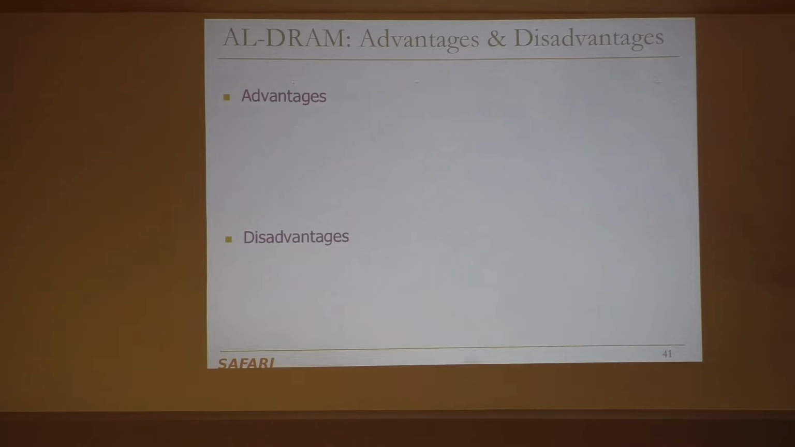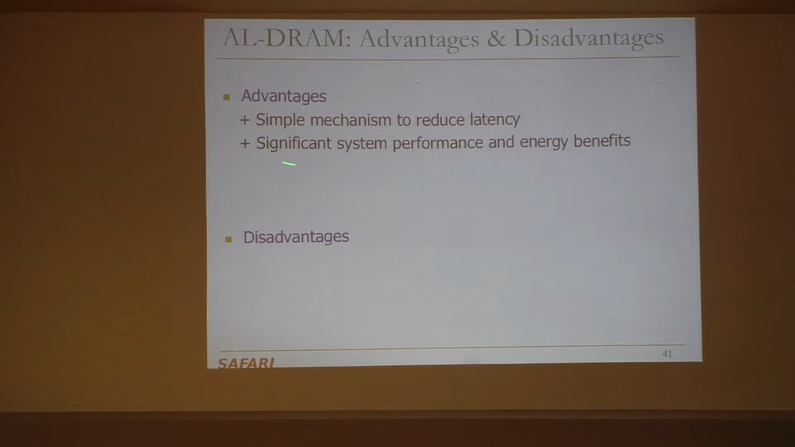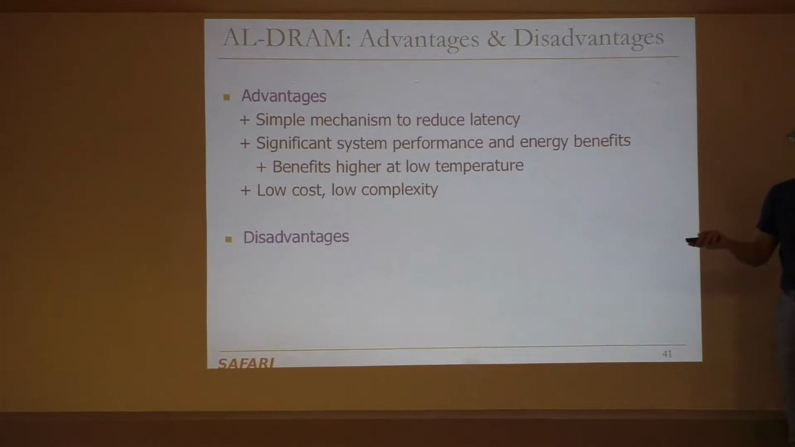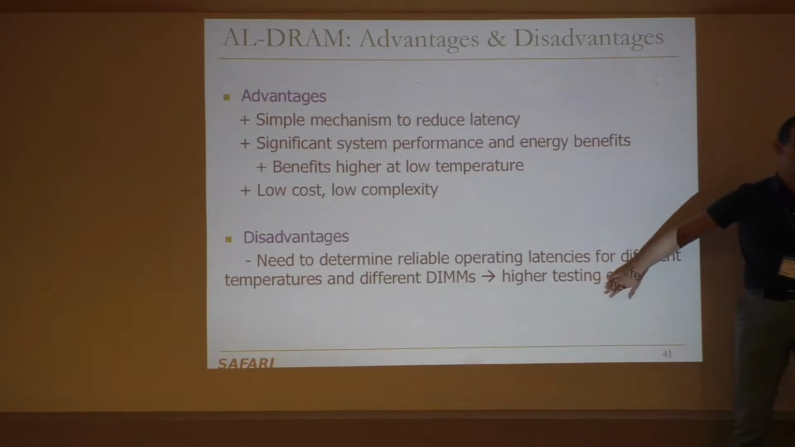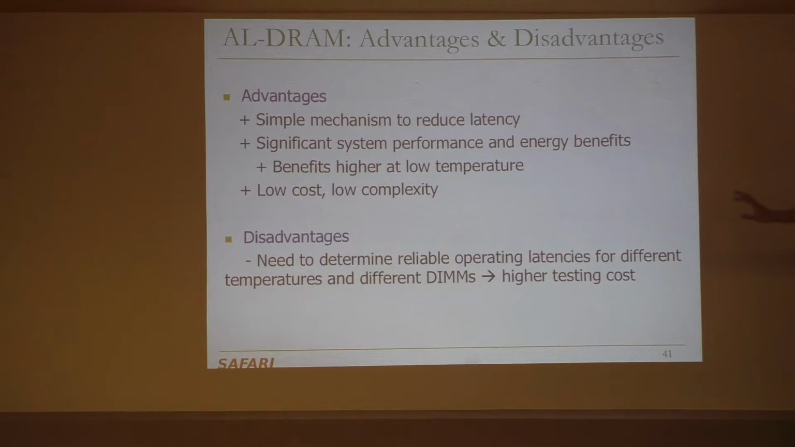Okay, so let me quickly give you advantages and disadvantages. This part 4 is actually structured like a lecture where you go through advantages and disadvantages of everything and build up to better stuff, but I don't think we're going to cover a lot of things. So this is a very simple mechanism to reduce latency. It provides significant system performance and energy benefits, and benefits are higher at low temperature. It's low cost and low complexity. But of course, like with any idea, you need to determine the reliable operating latencies for different temperatures. So this leads to higher testing cost. Clearly, higher testing cost is not good in general, but it's not that bad, I think.